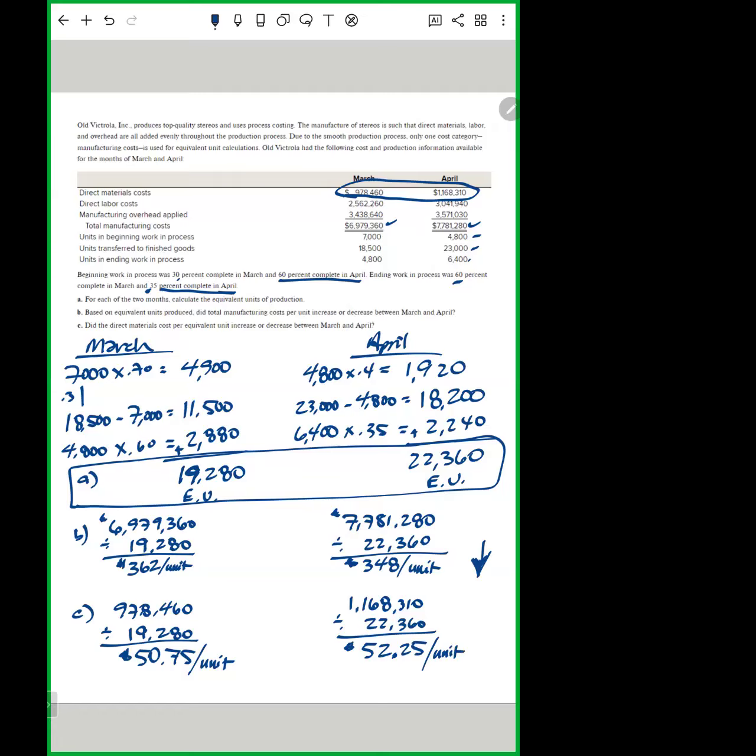And so for direct materials cost, we have an increase, right? So month over month, we have an increase, whereas in total manufacturing cost, we had a decrease.